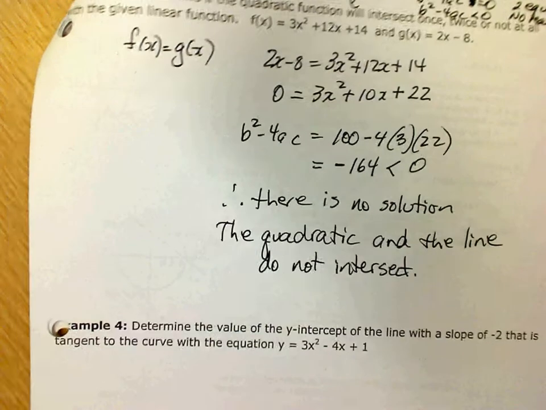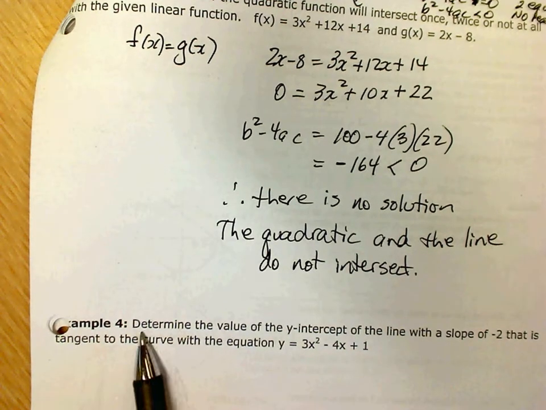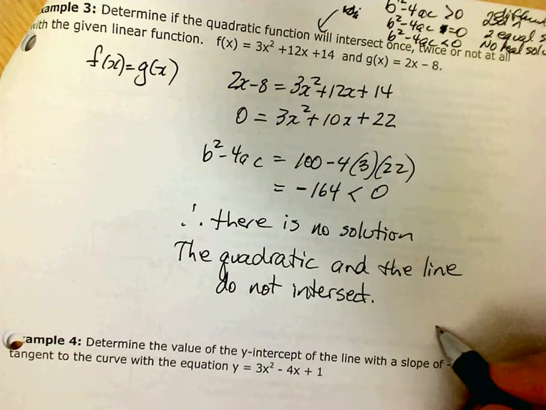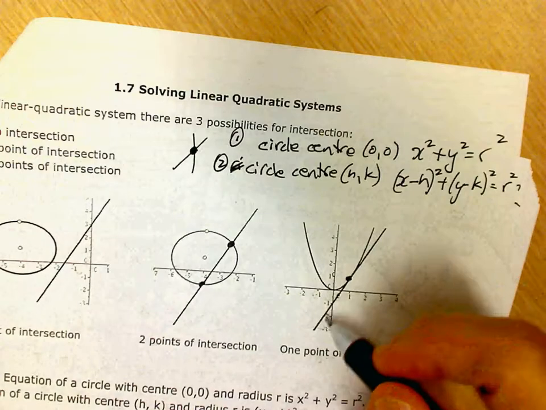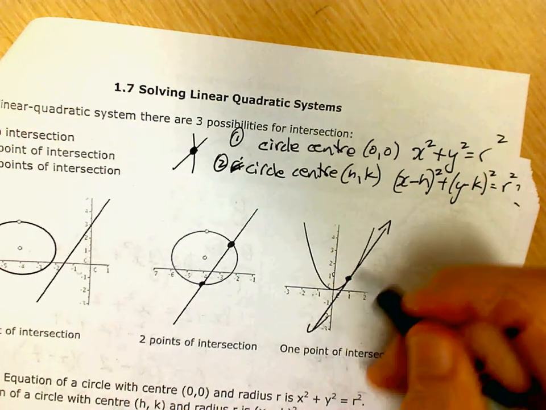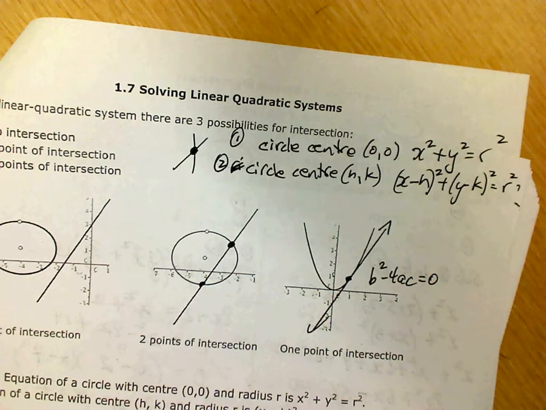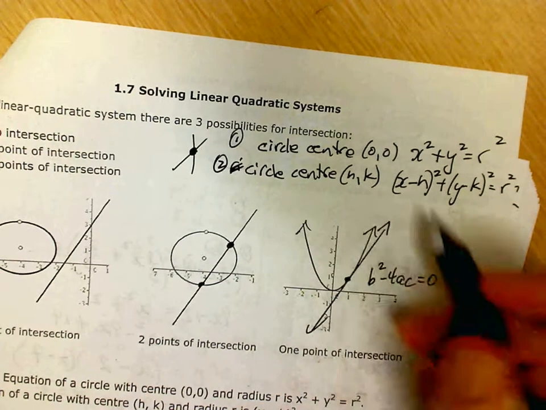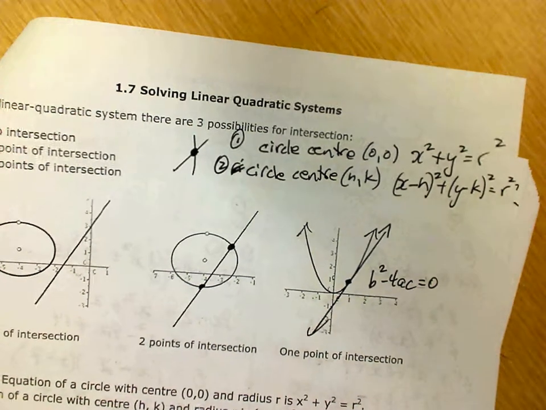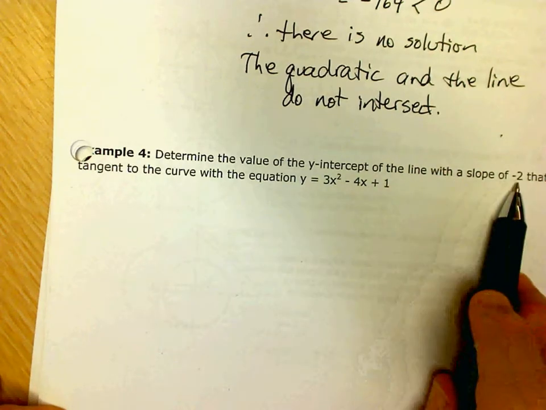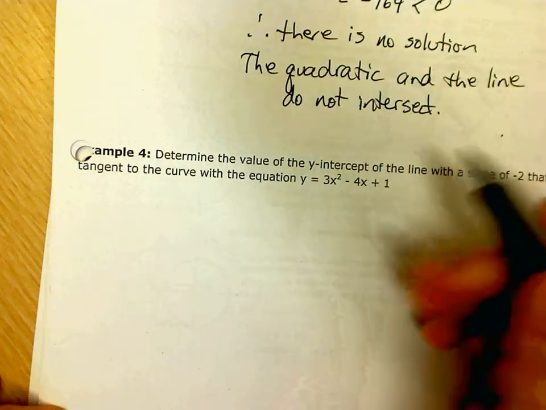Determine, here's one. Determine the value of the y-intercept of the line with the slope of negative 2 that is tangent. Now, this is an example of tangency, where the line hits the graph exactly once, and here b squared minus 4ac would equal 0. Right? When you're solving this system of equations, b squared minus 4ac would equal 0. Determine the value of the y-intercept of a line with the slope of minus 2 that is tangent to the curve with this equation.